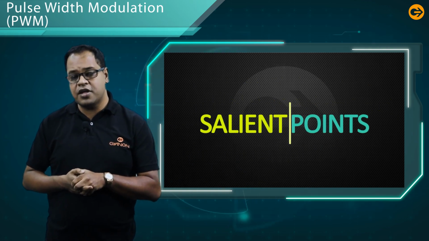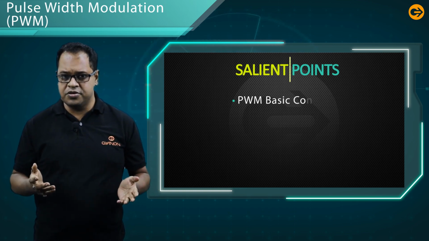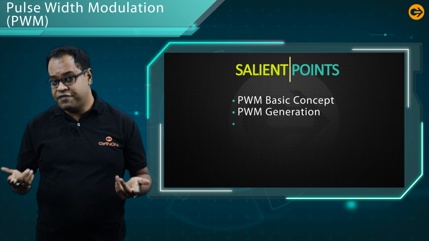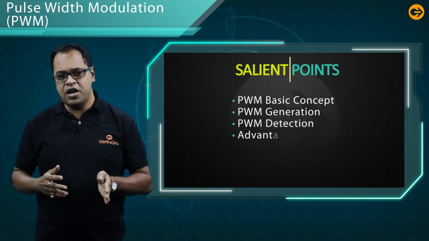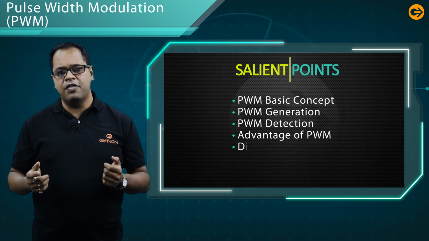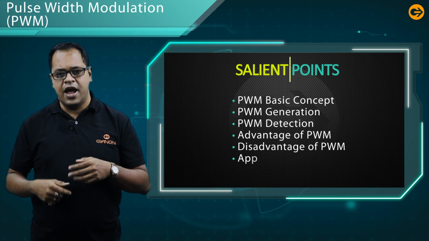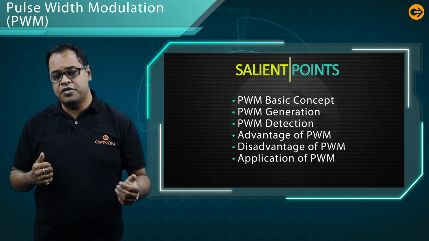Now what have we discussed today? We have discussed the basic concept of pulse width modulation. Then we discussed pulse width modulation generation. After that, obviously, pulse width modulation detection. Then we discussed the advantages of pulse width modulation, then the disadvantages, and lastly, the applications of pulse width modulation. That's all for this segment.